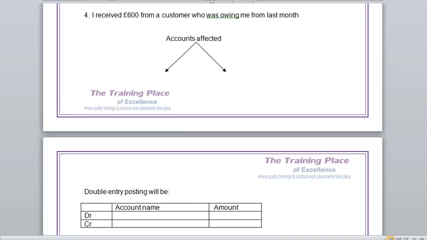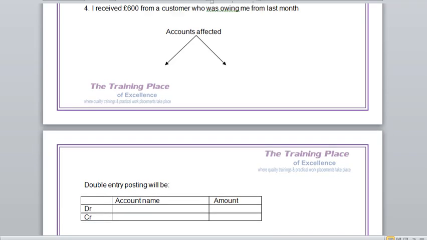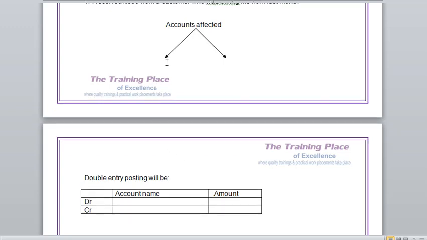I received £600 from a customer who was owing me from last month. So you received some money from a customer, so your bank account or your cash book is affected instantly. I know that. Somebody was owing me. Now they have paid me. They are no longer owing me. So when they were owing me, I would have accounted for that in the debtors account. Now they are no longer owing me, so I need to reduce the debtors balance. So I know my money is increasing. I will debit bank. Bank is an asset in my hands. I will debit bank and I will credit debtors.